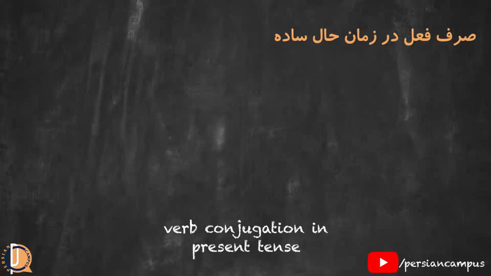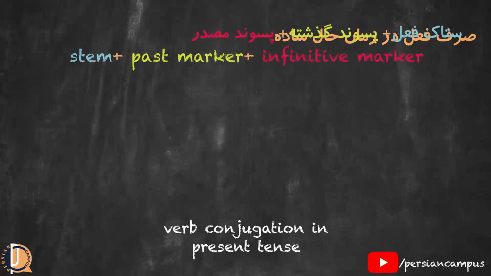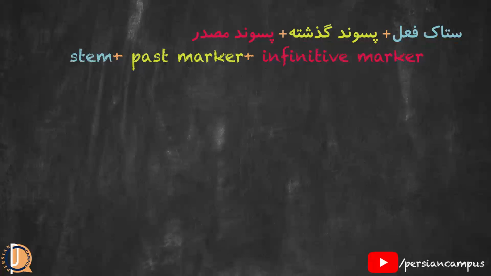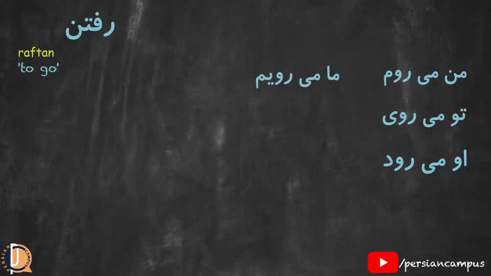صرف فعل در زمان حال. We learned the structure of the verb in the previous lesson. In the case of the irregular verb, the verb stem is not achieved by removing the past and infinitive marker. The verb stem changes, but the endings are the same. Here, you can see how a normal irregular verb is conjugated in singular and plural. رفتن. من میروم، تو میروی، او میرود، ما میرویم، شما میروید، آنها میروند.